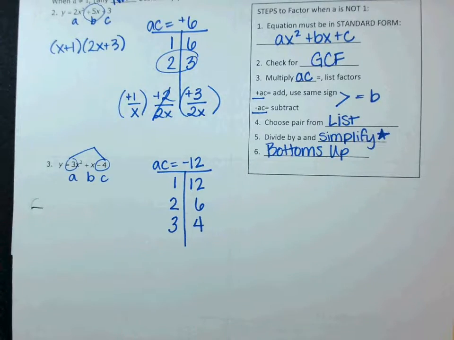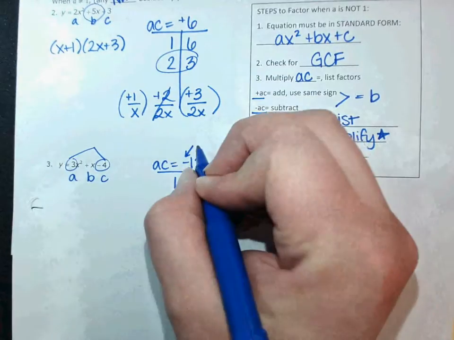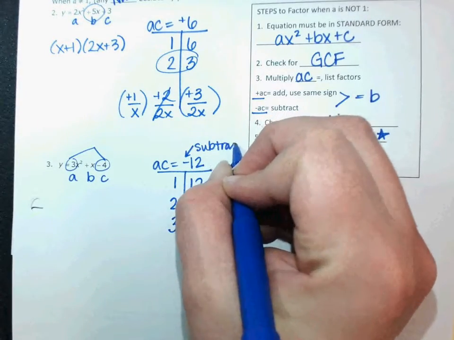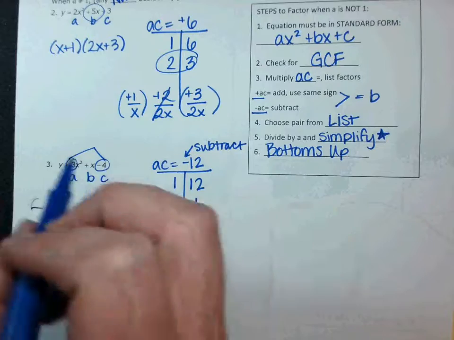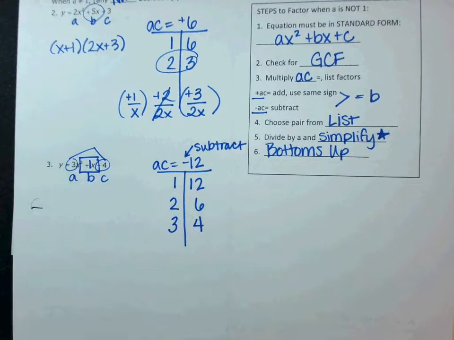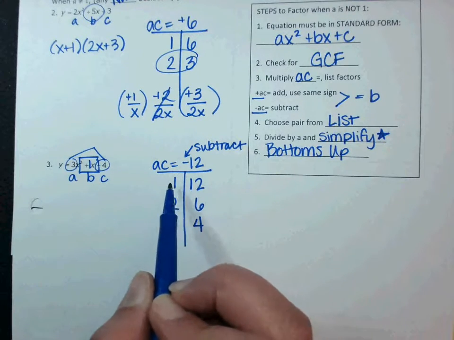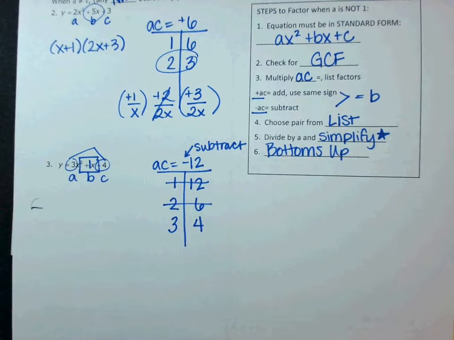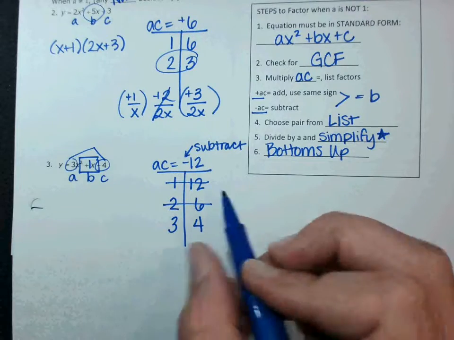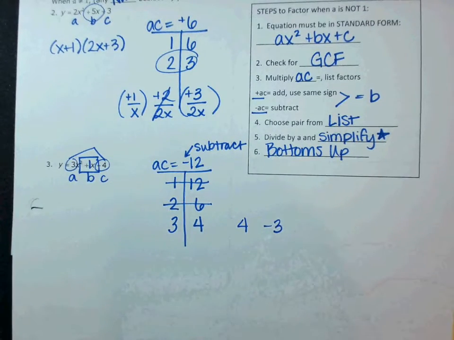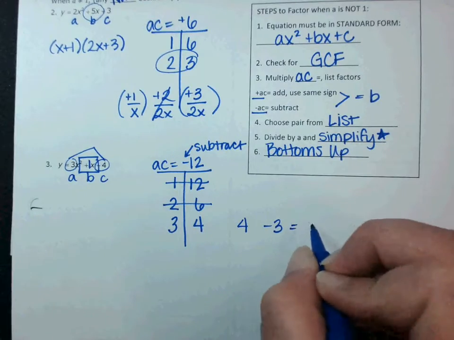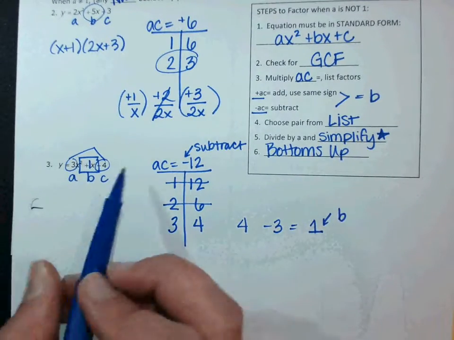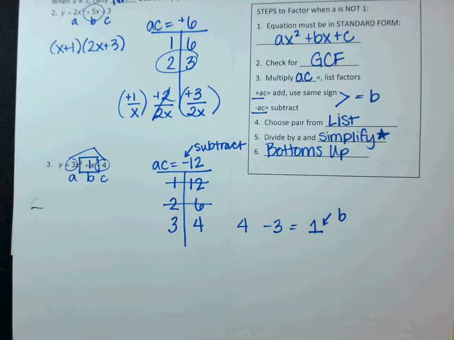Okay, remember, at the top, if this is a minus, that means that I need to subtract. What do I want it to be when I subtract? B, which is a 1x. So I want them to subtract to give me 1. Okay, what's 12 minus 1? 11. Don't want that. What's 6 take away 2? 4. What's 4 take away 3? 1. That's my pair. Okay, I want 4 take away 3. Why? Because that gives me 1, and that's my B value, okay, from right here. Okay, so 4 and negative 3 are my numbers.